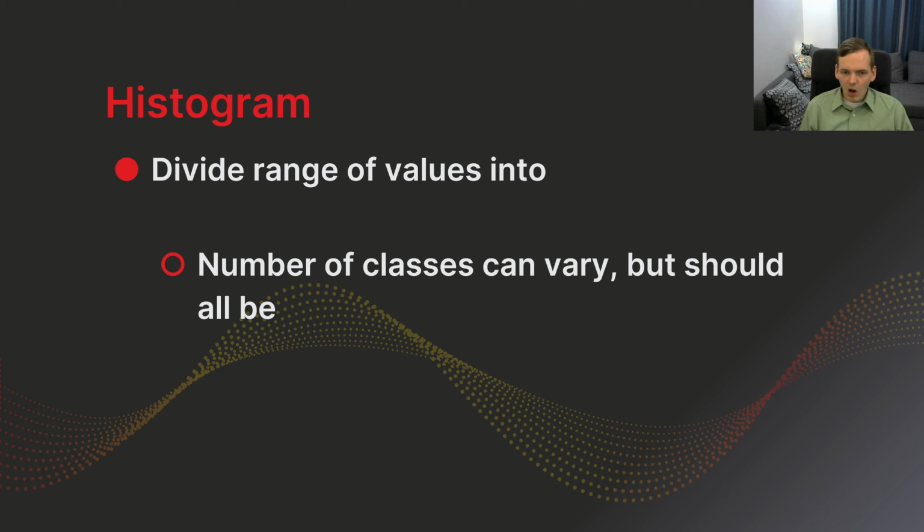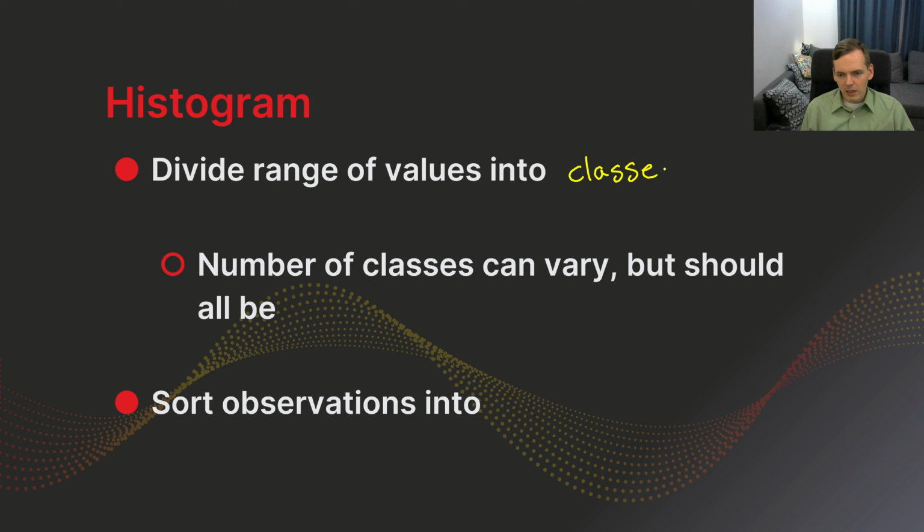Well, we take all of our data and we divide the range, from the smallest value to the largest, into a bunch of what we call classes. You can think about these as buckets or chunks of numbers. So if I have numbers that vary from 0 to 100, I might make the classes every 10. One class would be 0 to 10, the next would be 10 to 20, 20 to 30, etc.